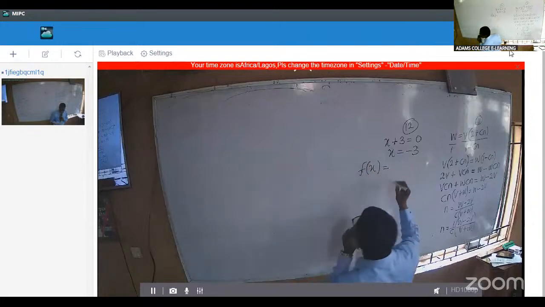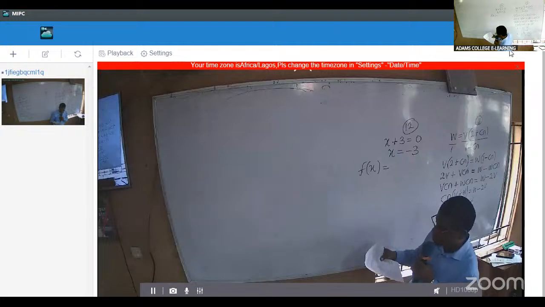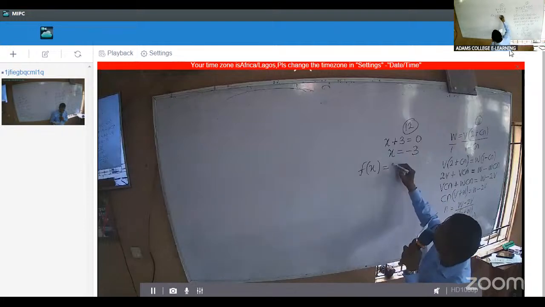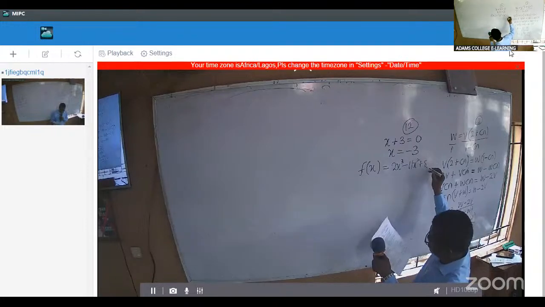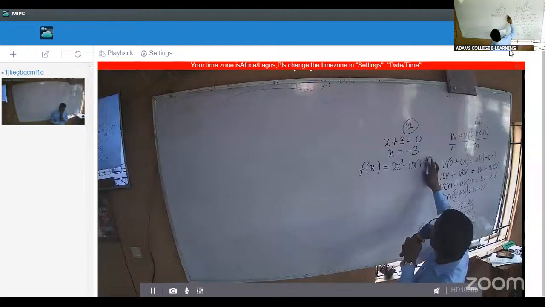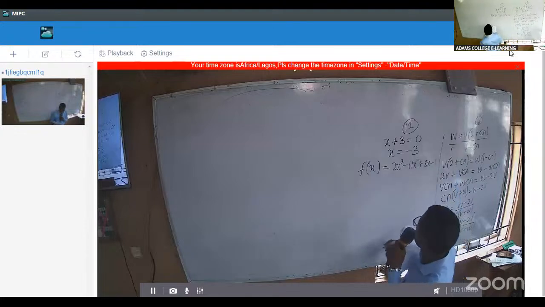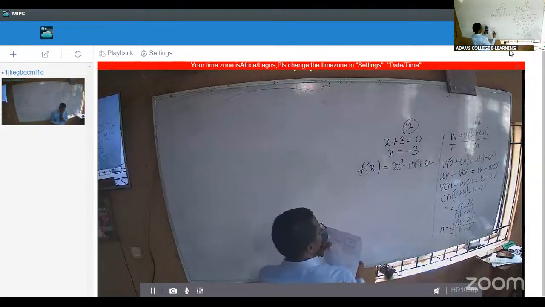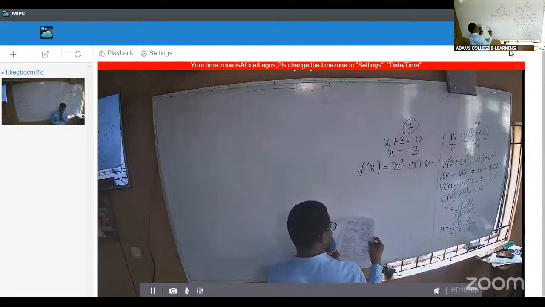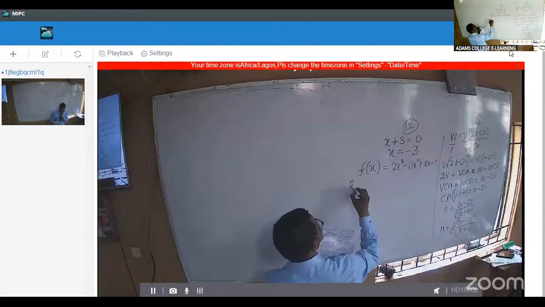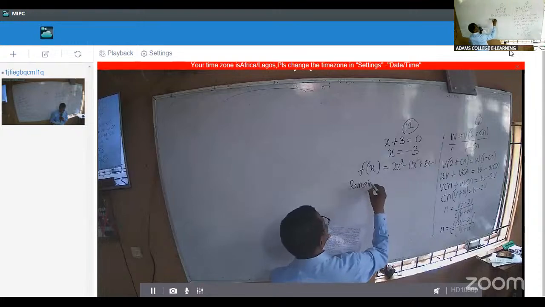Class, what's that f of x they give us? 2x cubed, minus 11x squared, plus 8x minus 1. Okay, that's 8x. They didn't write it well. Oh, sorry, that's not 3, that's 8x. Sorry about that. So the remainder now.